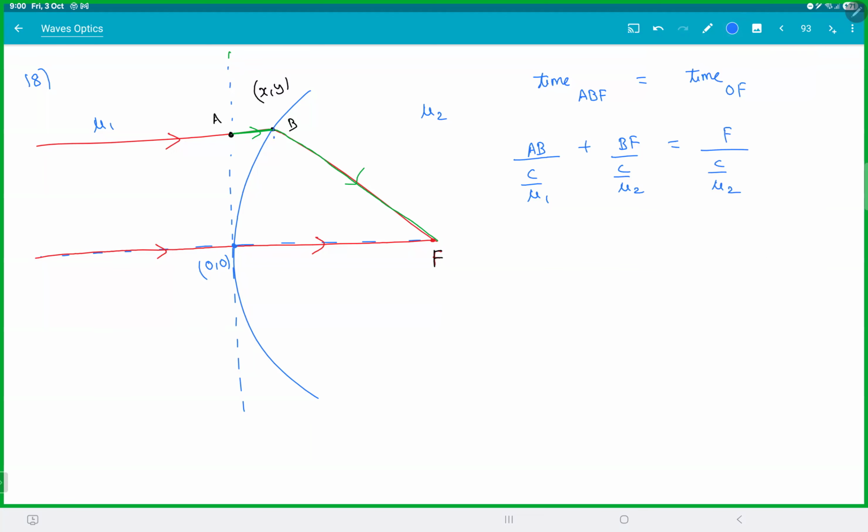So from here, if you drop the perpendicular, this will be Y. This will be F minus X. This will be X. So this will be mu1. AB is simply X. This is mu2 root over, that's a Pythagoras theorem there, root over y square plus F minus X whole square.